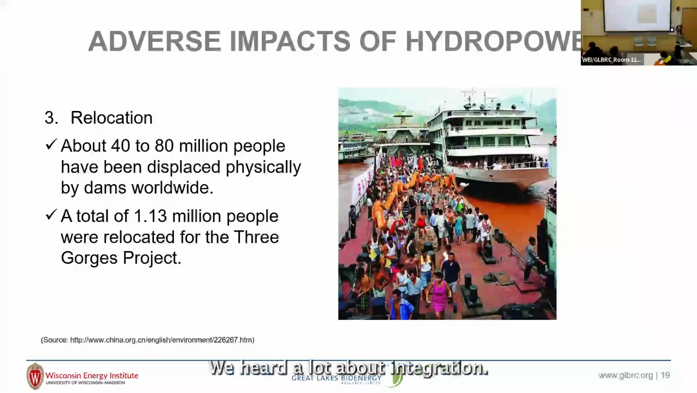Relocation, we heard a lot about immigration. The Three Gorges Dam relocated 1.1 million people, including my house. I used to show you where I lived before. That was right along the river, and that building is no longer there. It's way underwater or demolished. We had to move uptown by hundreds of meters higher. So that's definitely one of the side effects from building the dam.